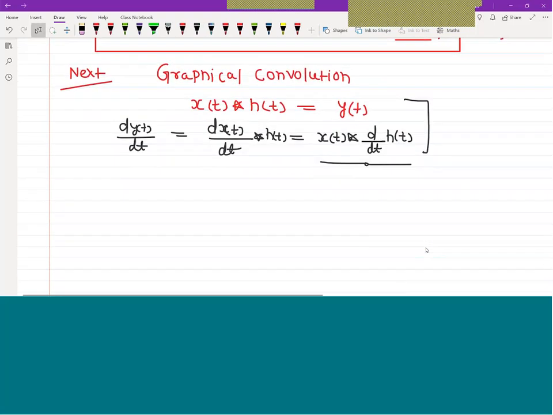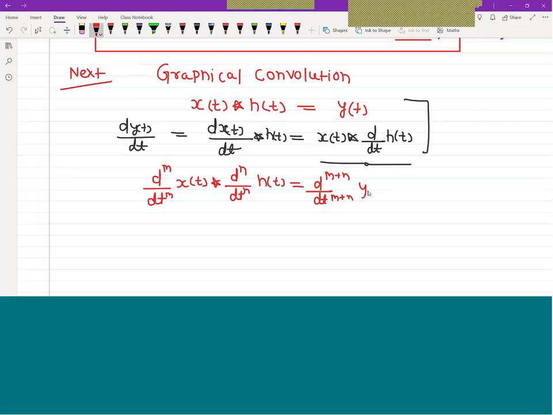This is a very important property. Suppose I take the mth derivative of x of t convolution with the nth derivative of h of t, then what will be the output? This is equal. There is no confusion in this.